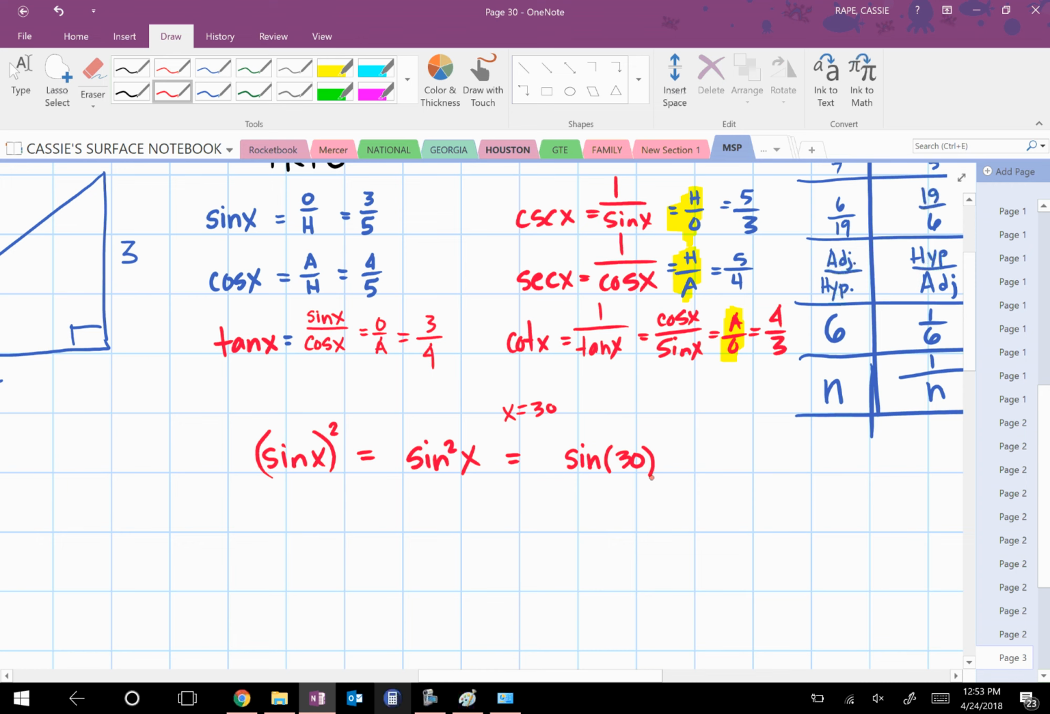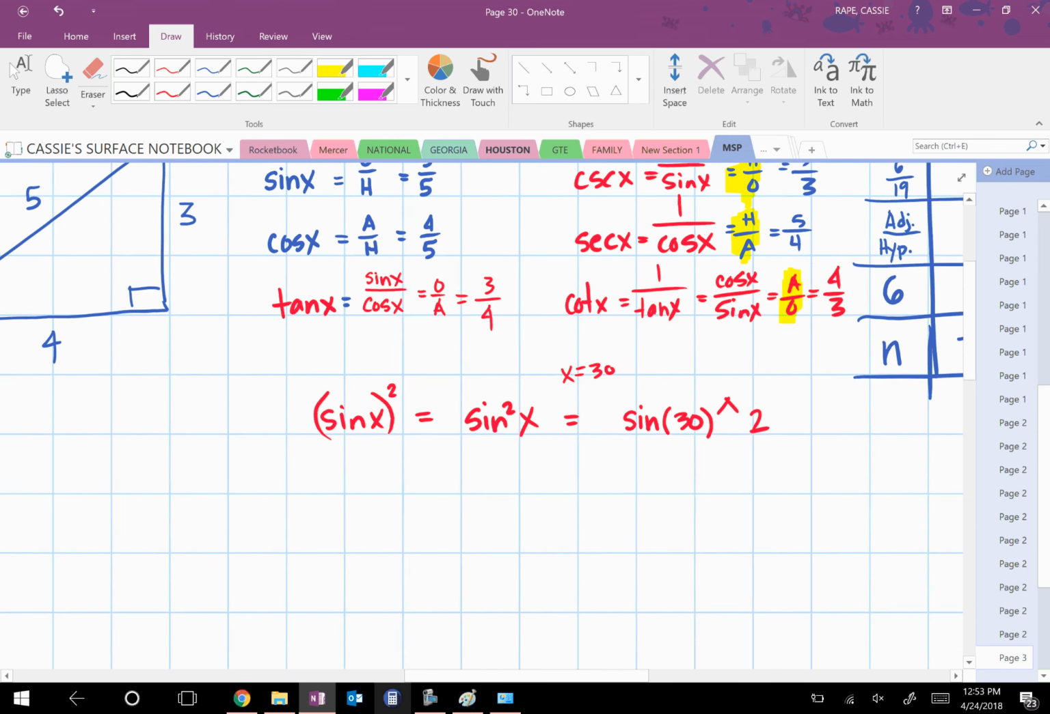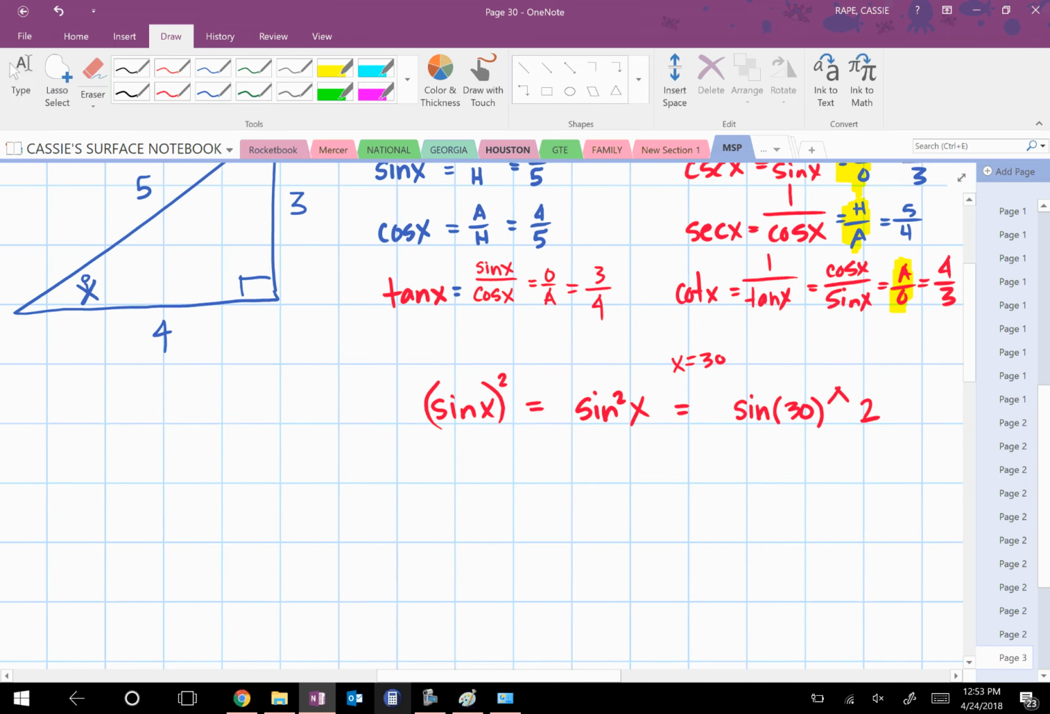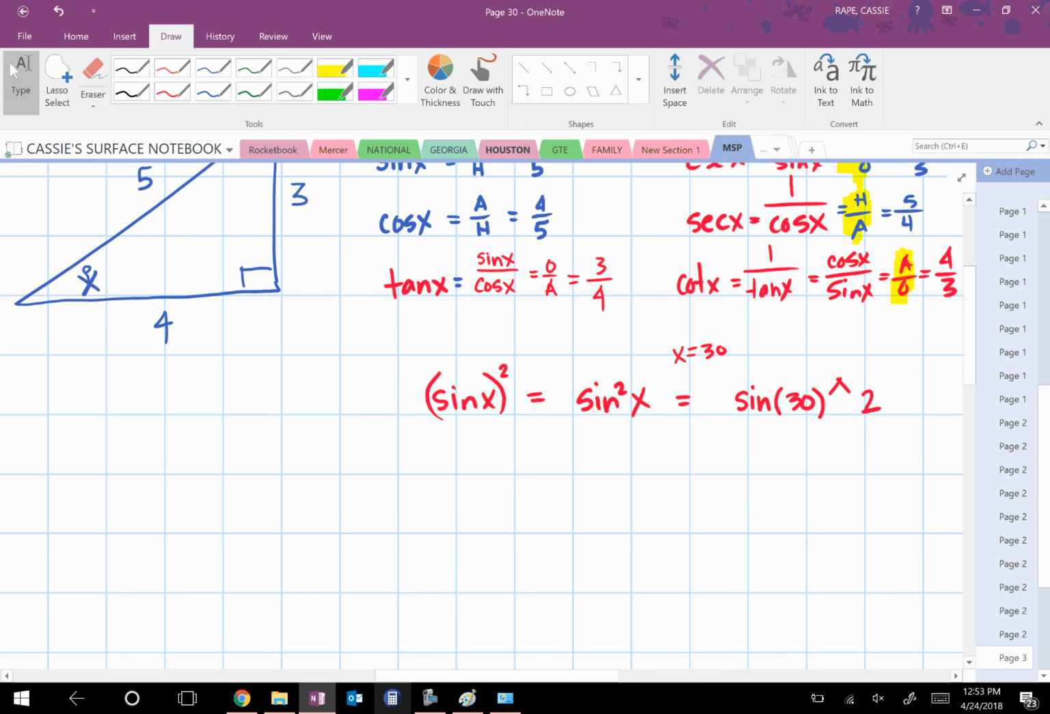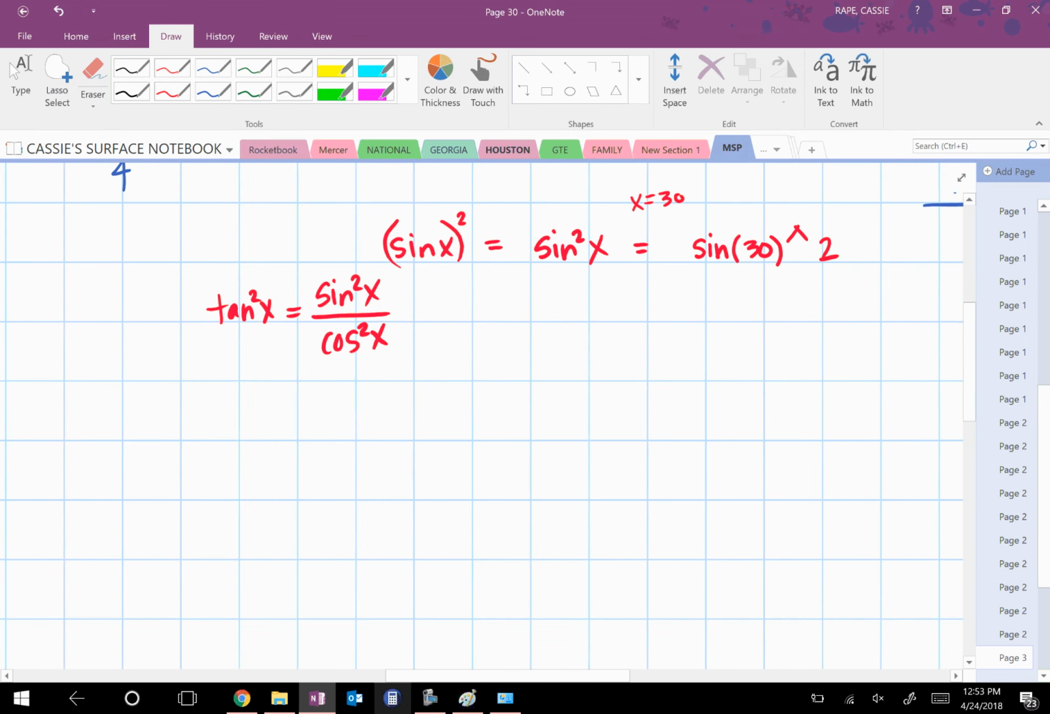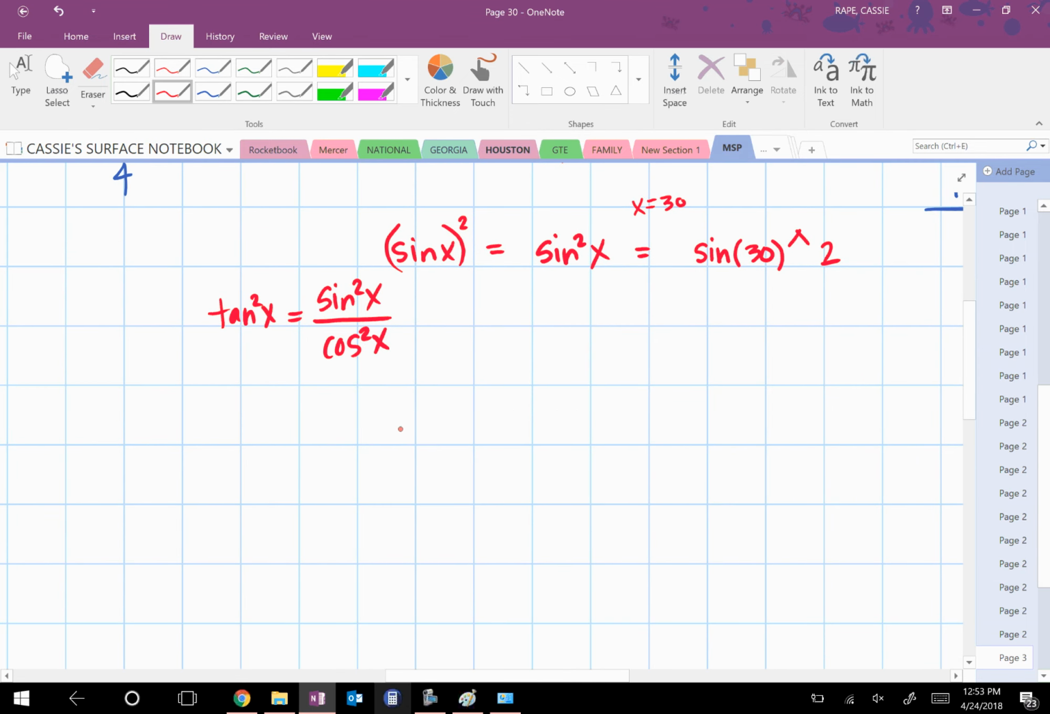And again, all of these trigonometric functions can be squared. In fact, the tangent squared of x is equal to the sine squared of x over the cosine squared of x. So they're still true under exponents. And there is one squared scenario that you absolutely must know, and that is that the sine squared of x plus the cosine squared of x is equal to 1.